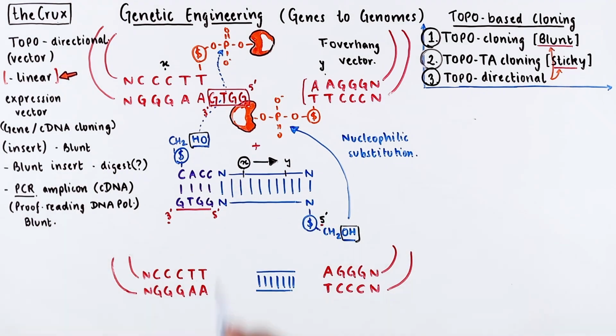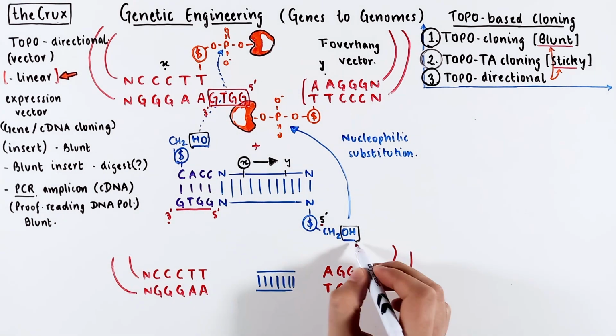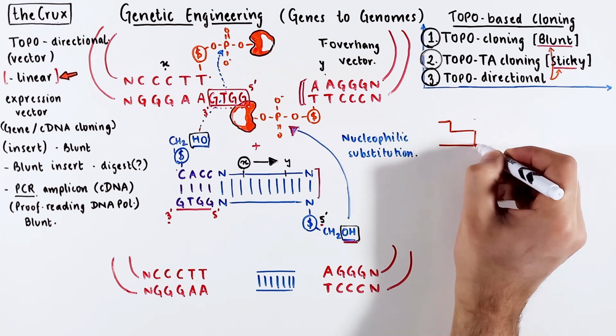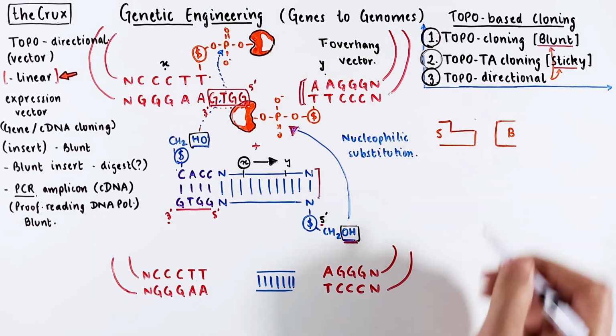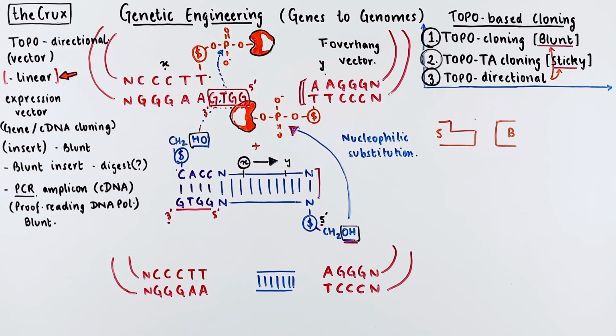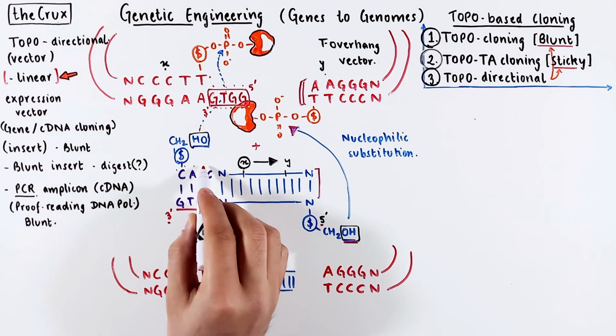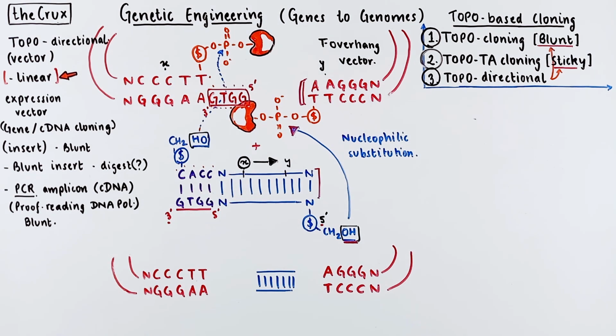So when you mix this vector and insert together, the Y side of the insert can attack the blunt Y side of the vector. But the X side of the insert cannot attack the X side of the vector because there's a sticky overhang. So somehow the hydroxyl needs to be brought together, closer to the TOPO in this situation. How is this achieved? Well, CACC is complementary to GTGG.